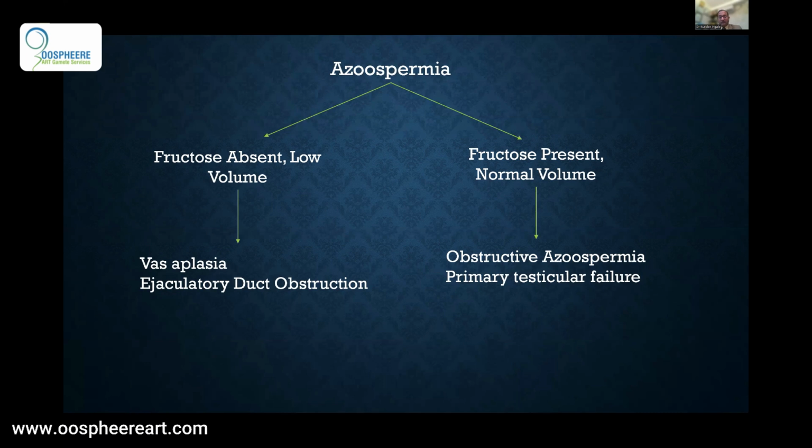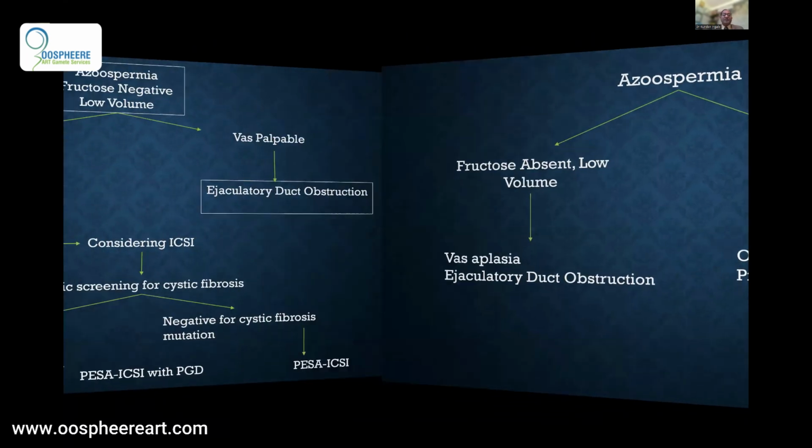But if the fructose is present and there is a normal semen volume, it is obstructive azoospermia still, but it might be another reason which is called primary testicular failure. So you have to think of two. If there is a normal volume and fructose present, then it can be obstructive, or it can be testicular failure.